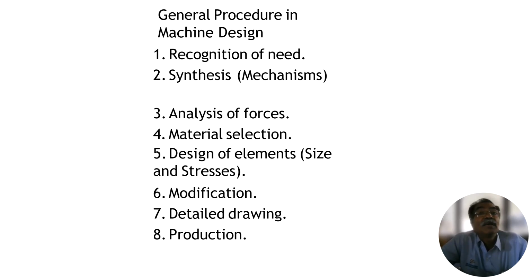Next is detailed drawing. We have to draw the detailed drawing of each component and the assembly of the machine with complete specification for the manufacturing process suggested. Final step is the production. The component as per drawing is manufactured in the workshop.